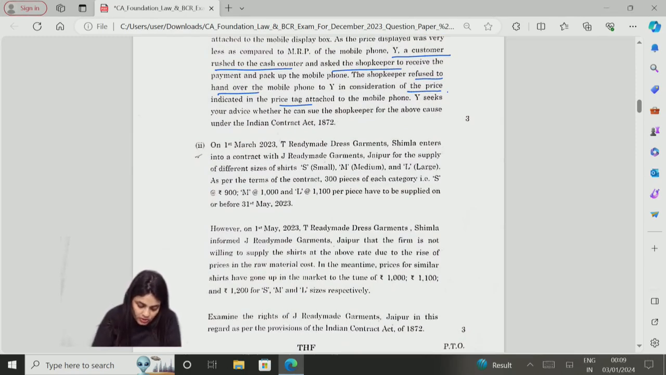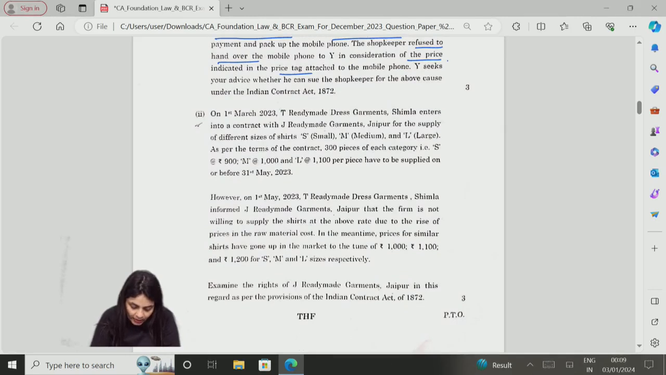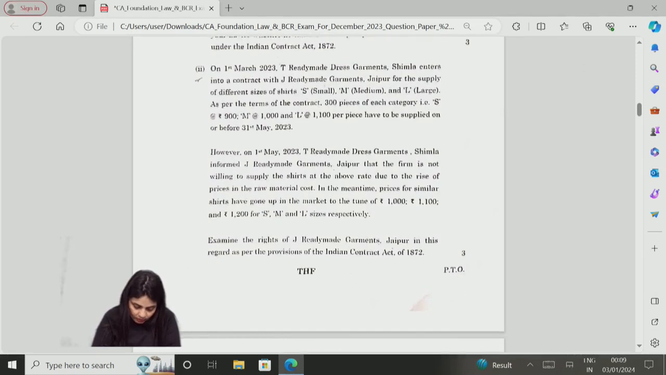On 1st March 2023, P Ready-Made Dress Garments Shimla enters into a contract with J Ready-Made Garments Jaipur for the supply of different sizes of shirts: small, medium, and large. As per the terms of the contract, 300 pieces of each category, that is S at 900, M at 1000, and L at 1100 per piece, has to be supplied on or before 31st May 2023. However, on 1st May 2023, P Ready-Made Dress Garments Shimla informed J Ready-Made Garments Jaipur that the firm is not willing to supply the shirts at the above rate due to the rise of prices in the raw material cost.